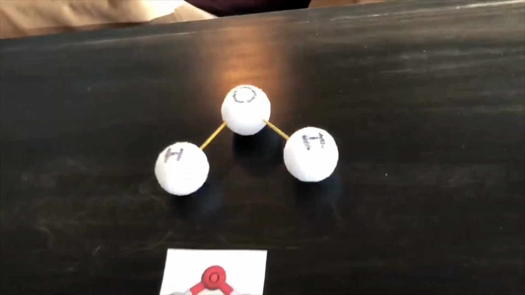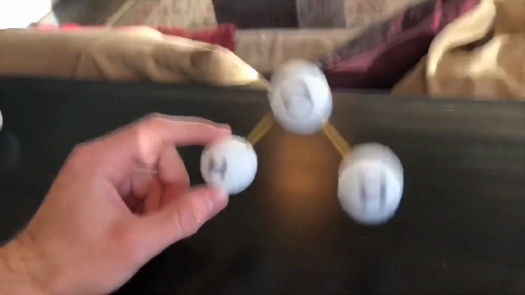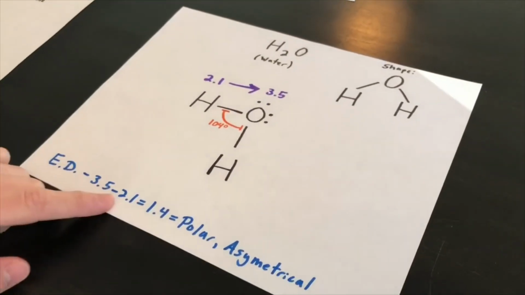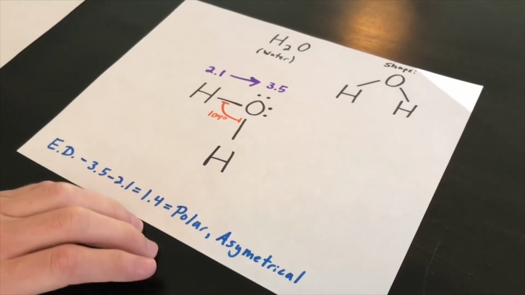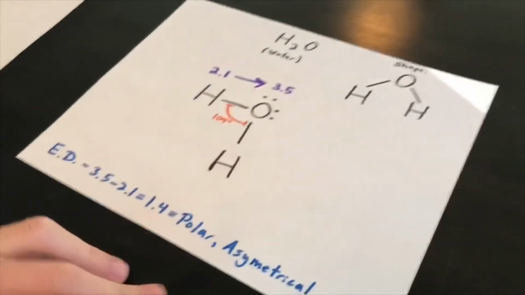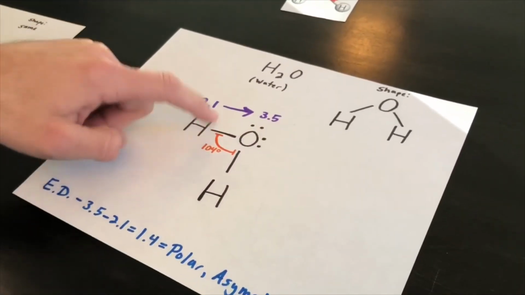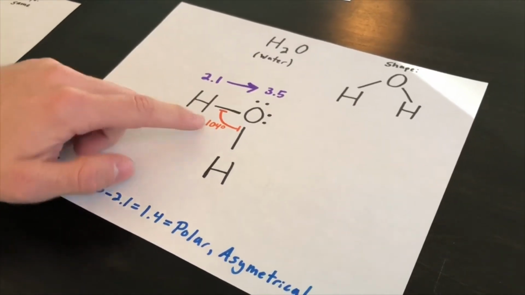And it has 2 shared pairs of electrons. Molecule, I did water. And so we attached hydrogens to oxygen. This is our picture. And so for electronegativity, we got 1.4, which makes it polar, and it's asymmetrical. We got 2 unshared pairs of electrons and 2 shared pairs of electrons, and the bond angle is 104 degrees.